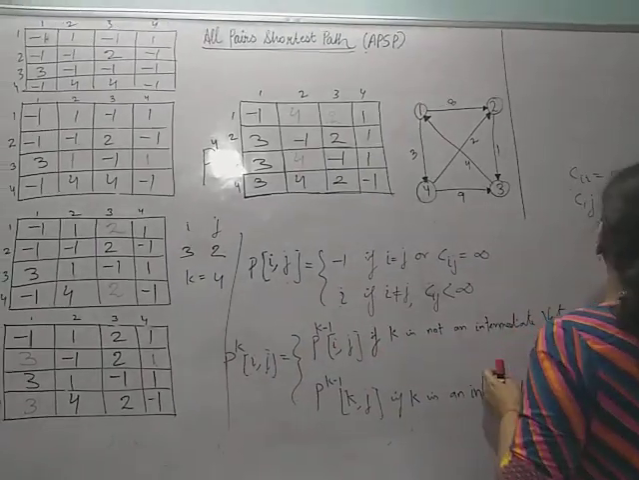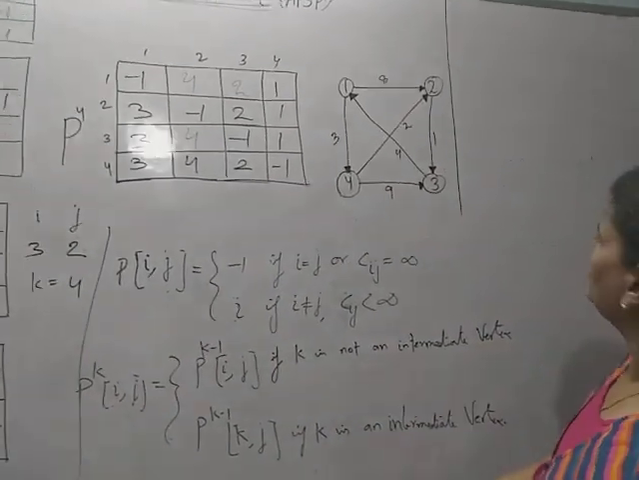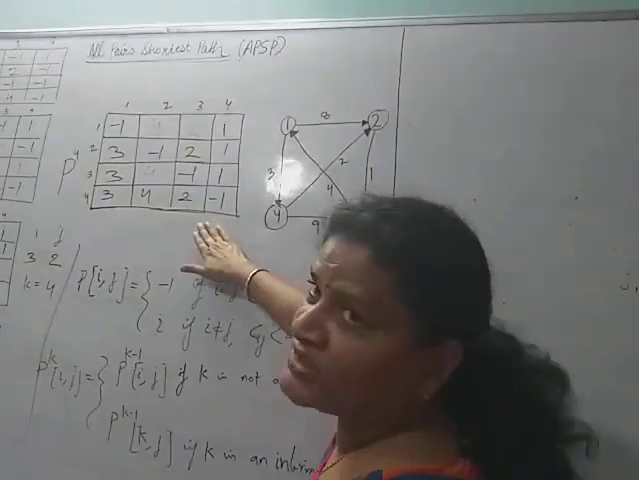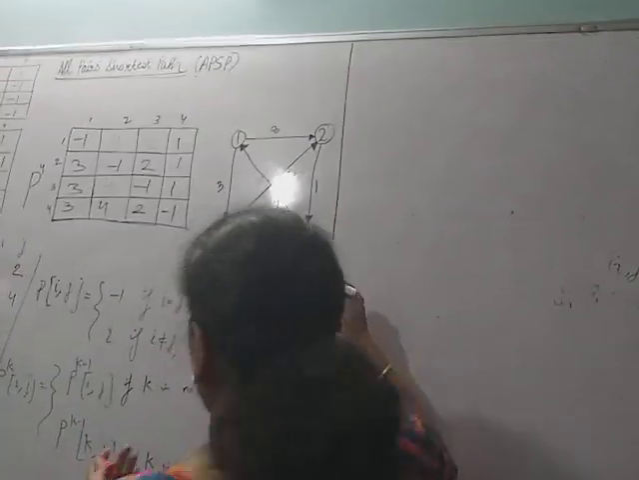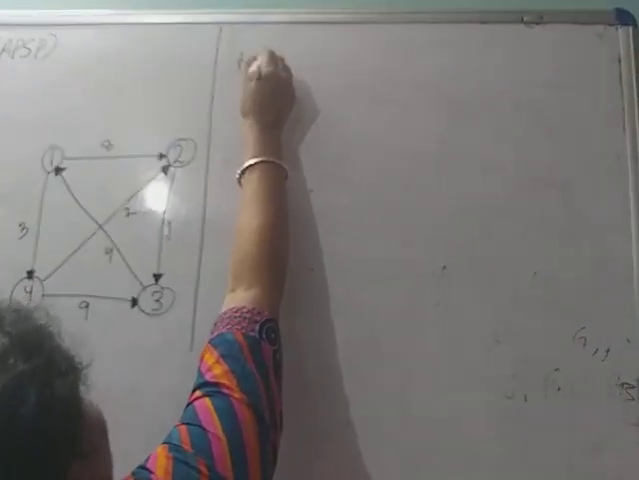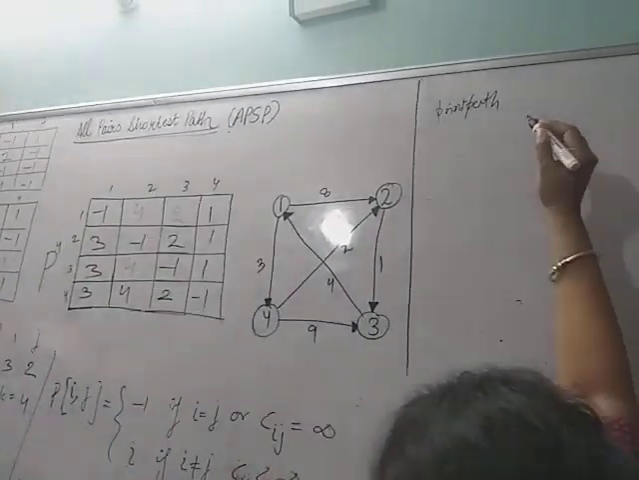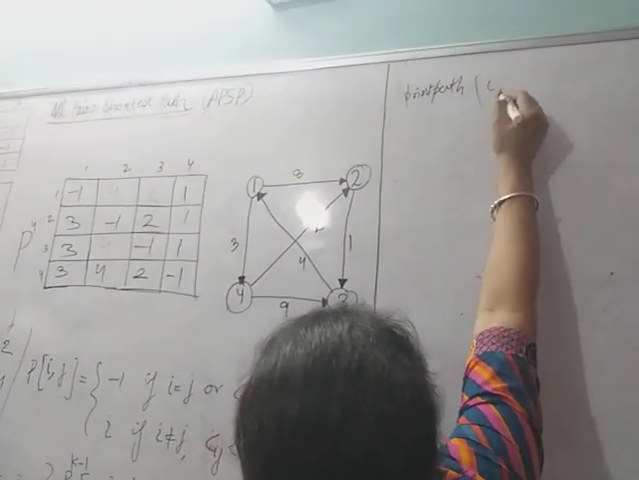I will generate the path. So I am writing a recursive algorithm to generate the shortest path using this path matrix. Here, say, PrintPath, and here the P matrix is declared globally, so it will take only i and j.